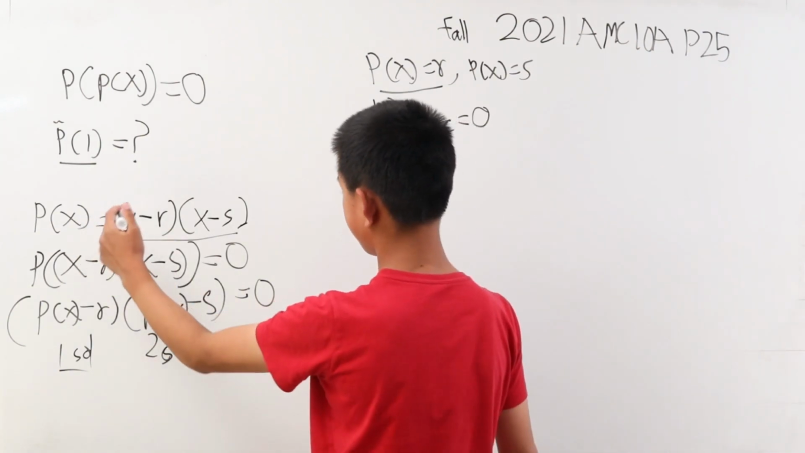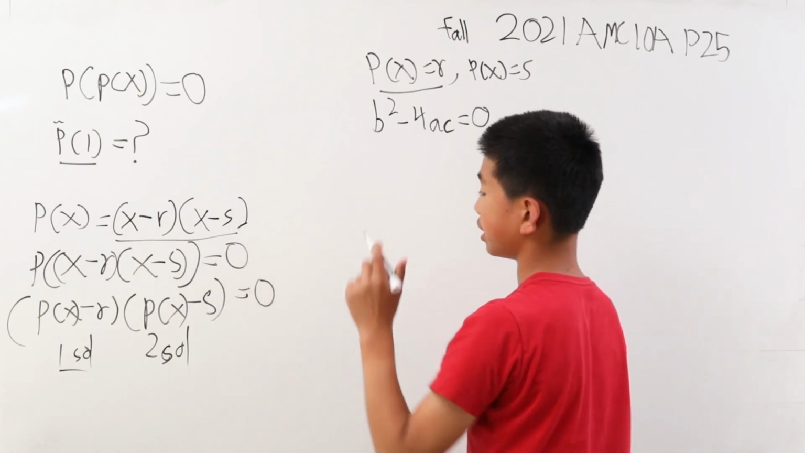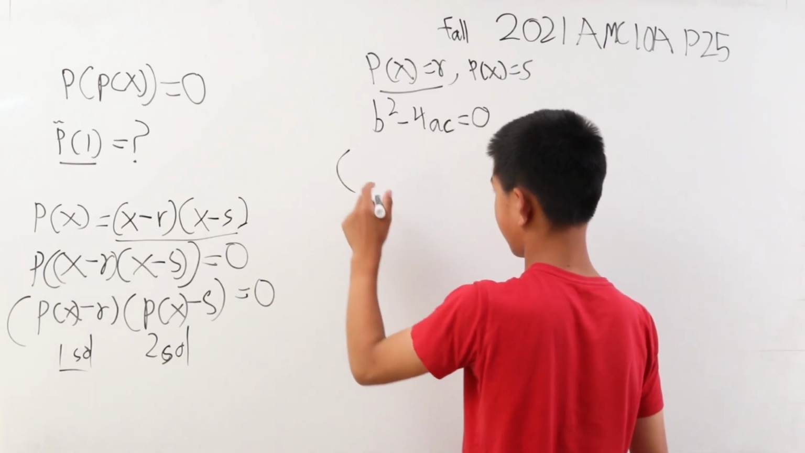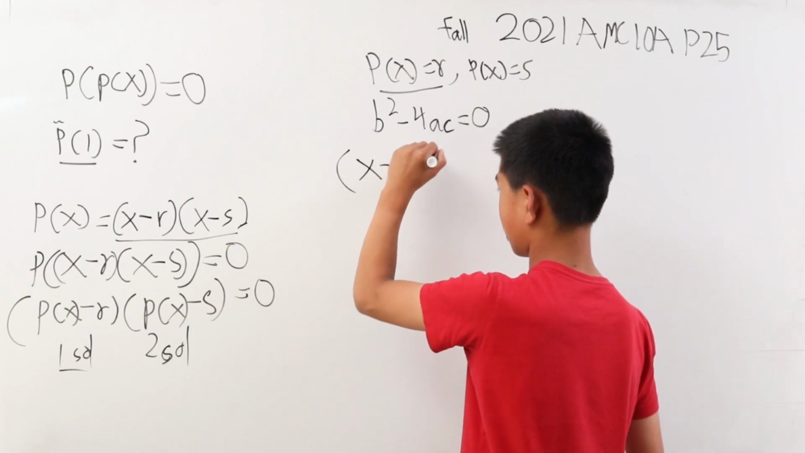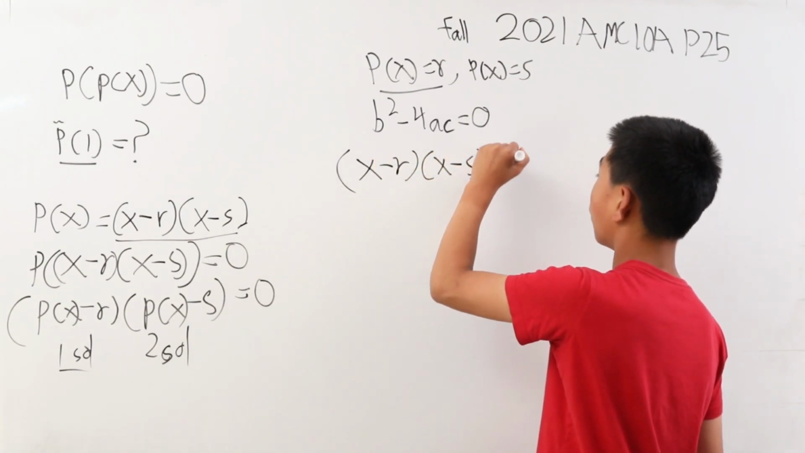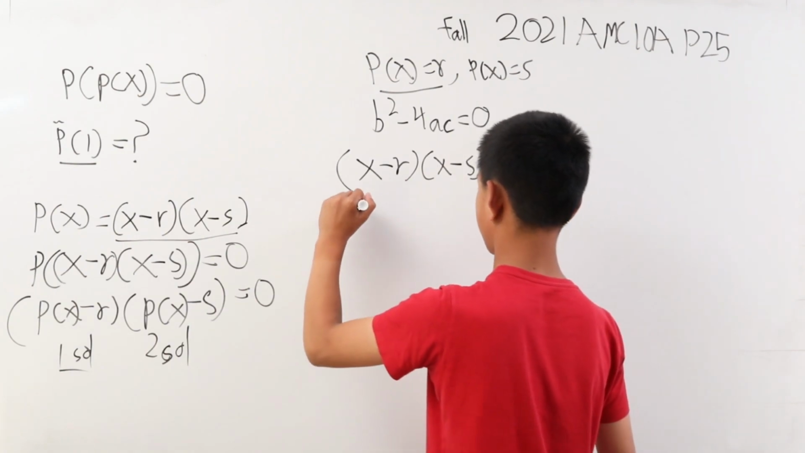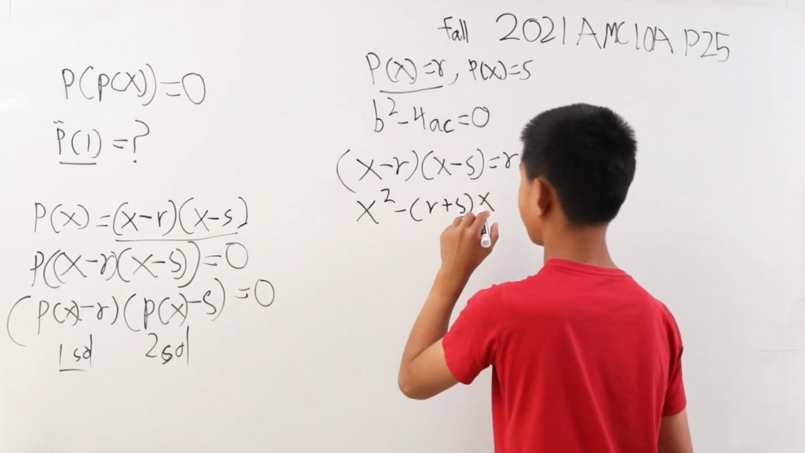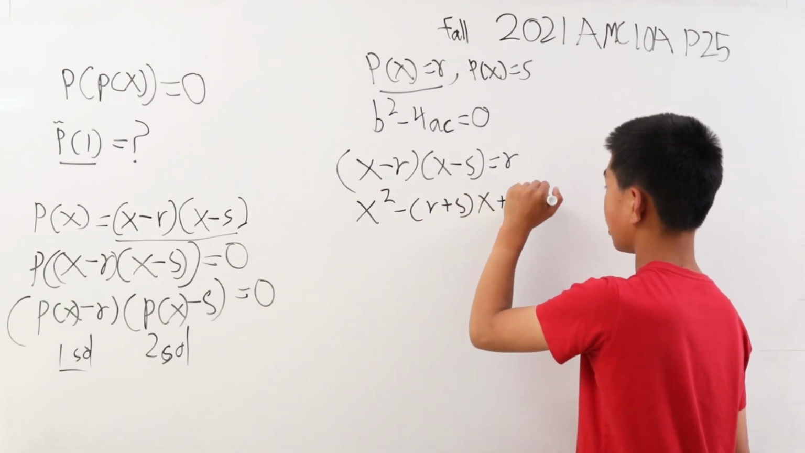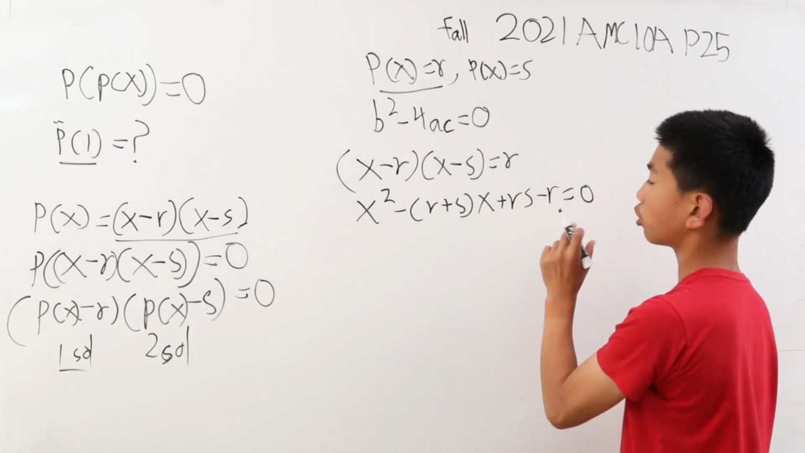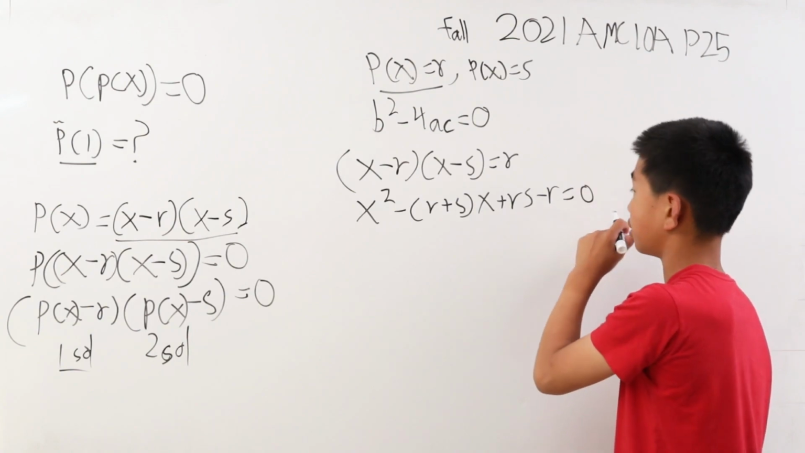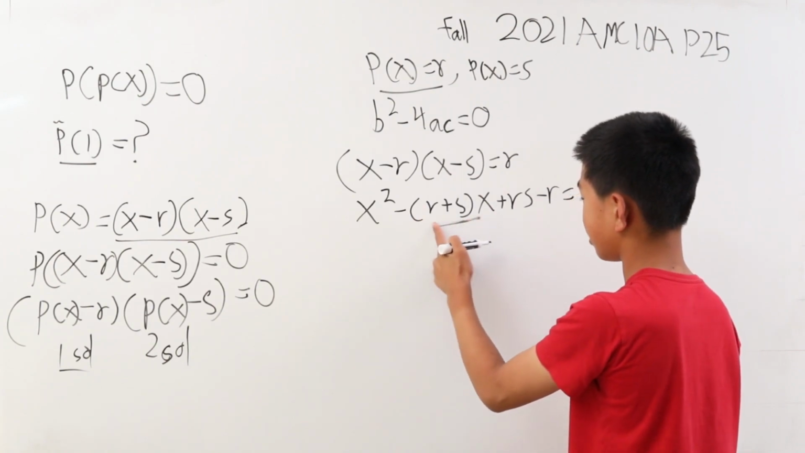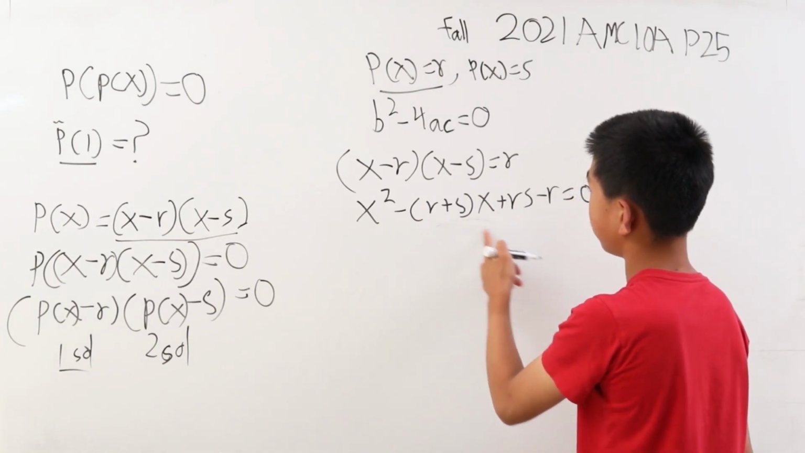Earlier we let p of x be this quadratic here, but now, since we solved for p of x equals r, we can substitute that quadratic in for p of x. X minus r times x minus s is r. So we can multiply this out. This is x squared minus r plus s times x plus rs minus r equals 0. Notice I just subtracted this r from the right-hand side to make this 0. Now we really have our quadratic equation, and I put this r plus s in the front because we just want it in this form.